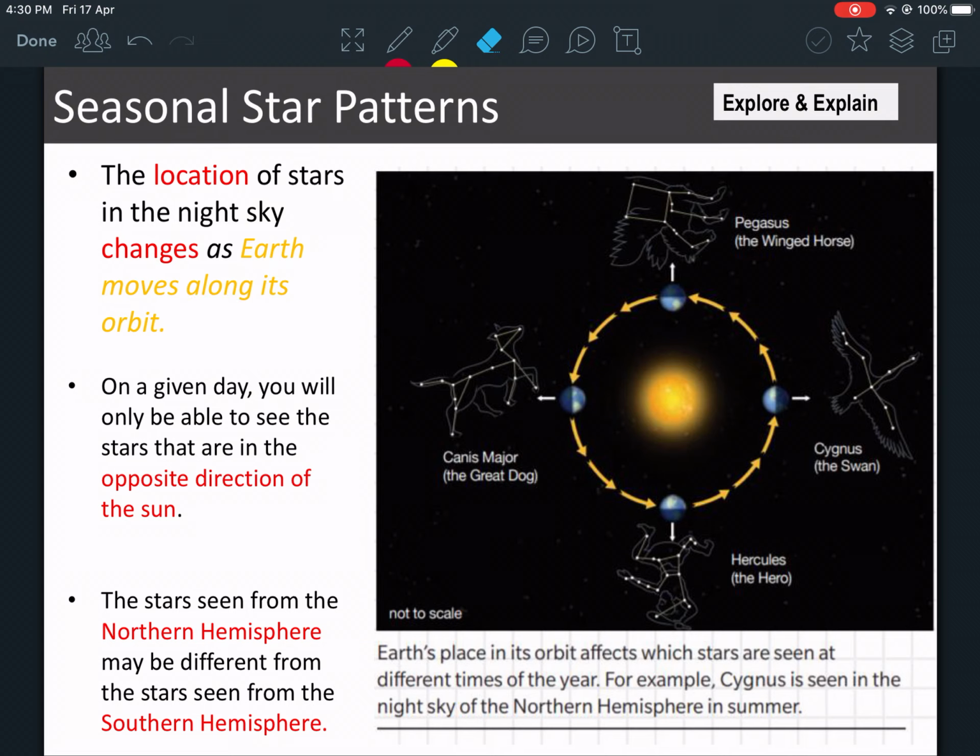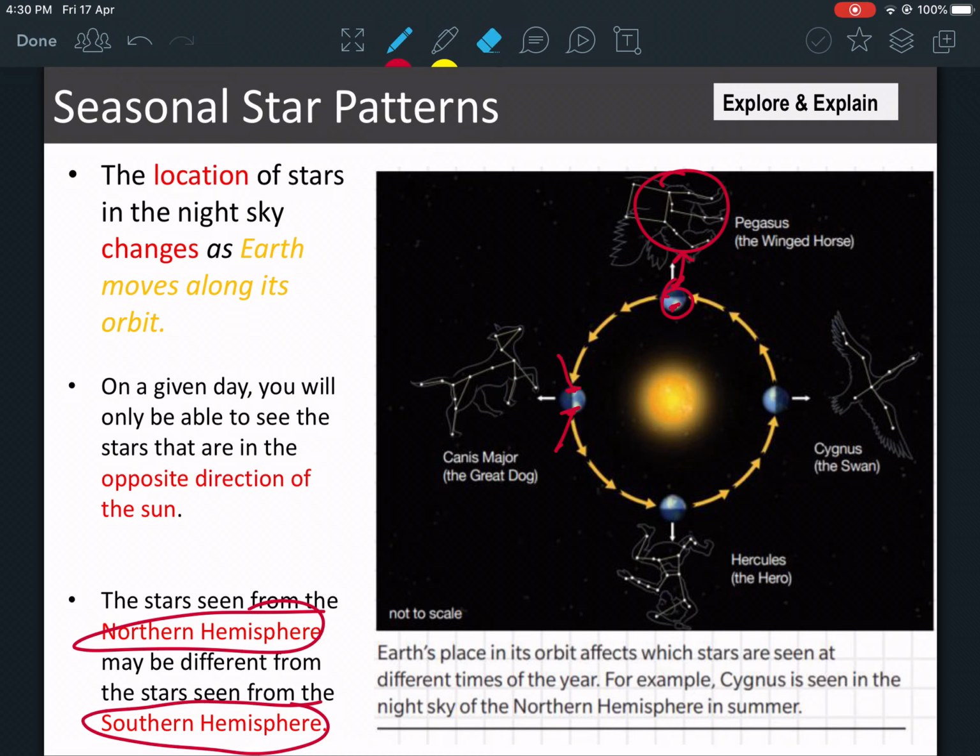So the stars seen from the northern hemisphere may be different than the ones seen in the southern hemisphere. So this is the northern hemisphere up there. This is the southern hemisphere. So what they see in here is different than what they see in there. Imagine the southern hemisphere, in this case, they're not going to be able to see this. The northern hemisphere are going to be able to see this, even in the night. It's just going to be different.